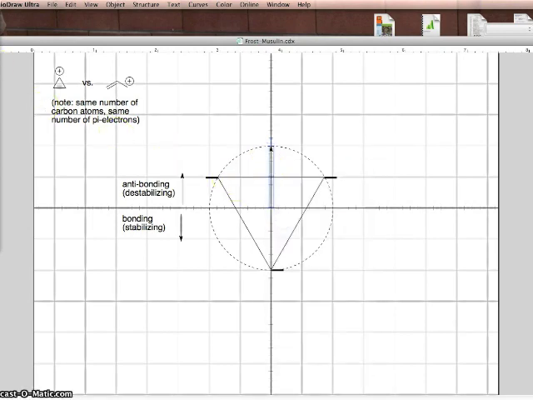The radius of this circle is defined as being 2 beta, where beta is a measure of resonance stabilization. In the cyclopropenium ion, we have 2 electrons in the system, and they will both populate this lowest molecular orbital. So if we now calculate the amount of stabilization, we have 2 electrons, each experiencing minus 2 beta, for a total of minus 4 beta.